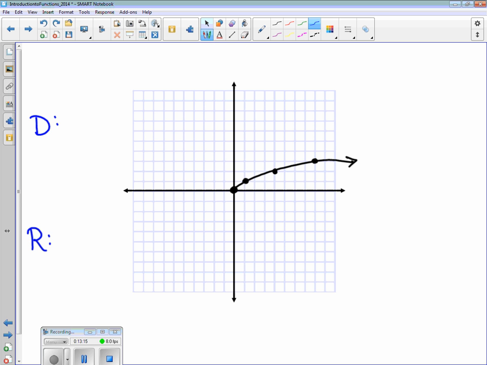Again, domain is, what am I looking for again? So left to right. Where does it start on the left? It starts at 0, right? And then where does it stop over here? Nope. That arrow means what does it do? Keeps on going.